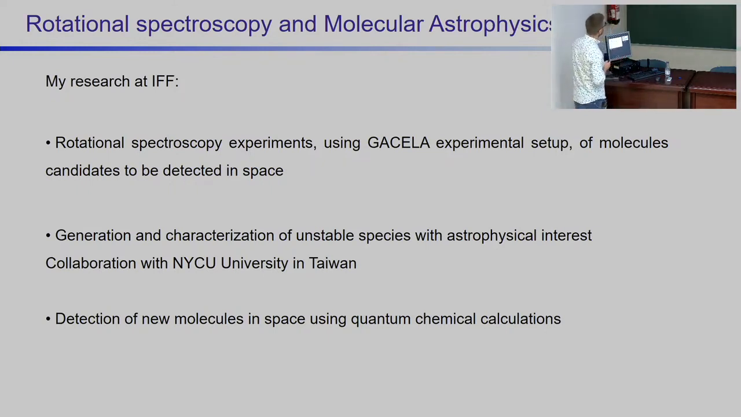In a second type of experiments, I try to generate and characterize, using rotational spectroscopy, different unstable species with astrophysical interest. This part of my investigation is done in collaboration with NYCU University in Taiwan, in particular with the laboratory of Professor Endo. And another part of my investigation is dedicated to the detection of new molecules in space using quantum chemical calculations.